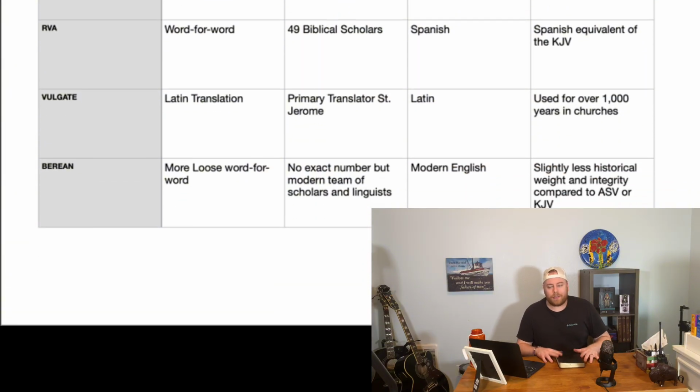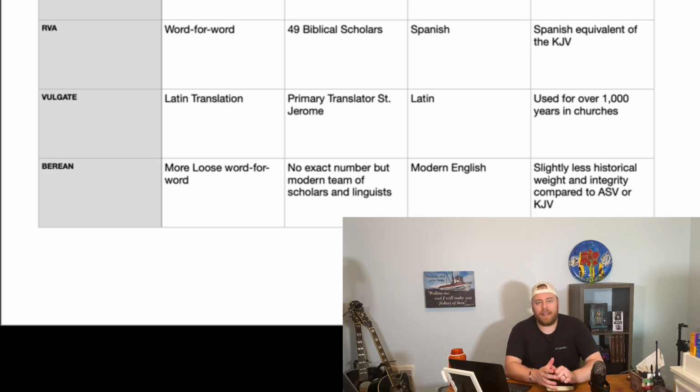So this is a slightly more loose word-for-word translation. I could not find an exact number of scholars or linguists that worked on this, but it did say there was a committee of some kind. I just don't know to what extent that is. Are we talking a committee of 5 people or 50 people? Who knows? So I would have liked a little bit more transparency on that. If you happen to know, leave a comment down below just so we can know moving forward.